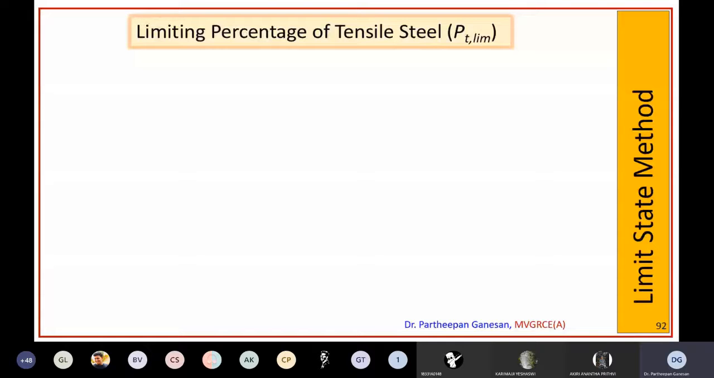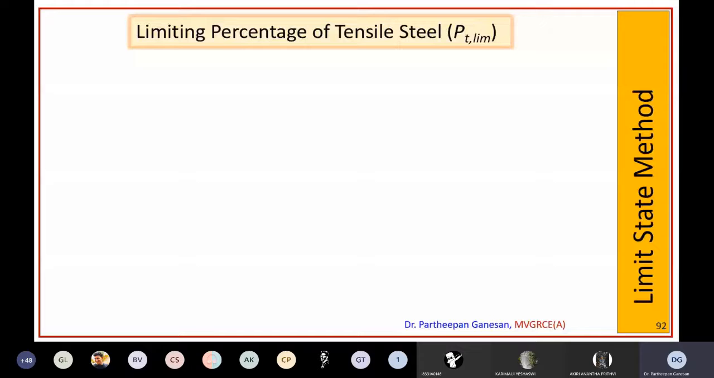So in order to avoid that, you provide only a minimal amount of steel, only the required amount of steel, so that your structure is safe and at the same time it is economical also. It's not that if you provide more steel, you are going to get more strength. It is a completely wrong idea. So how to derive that?